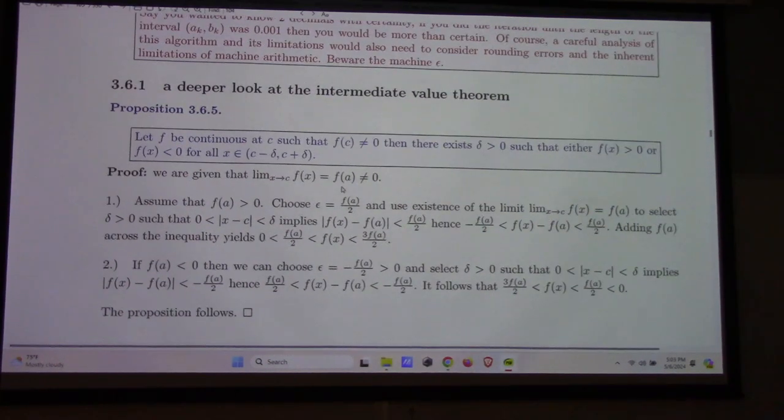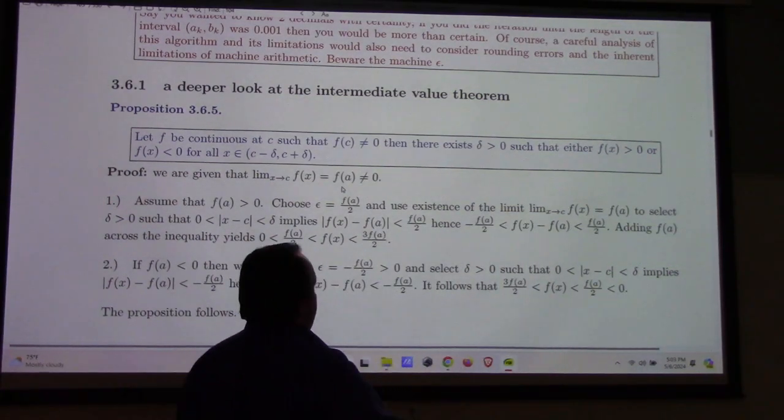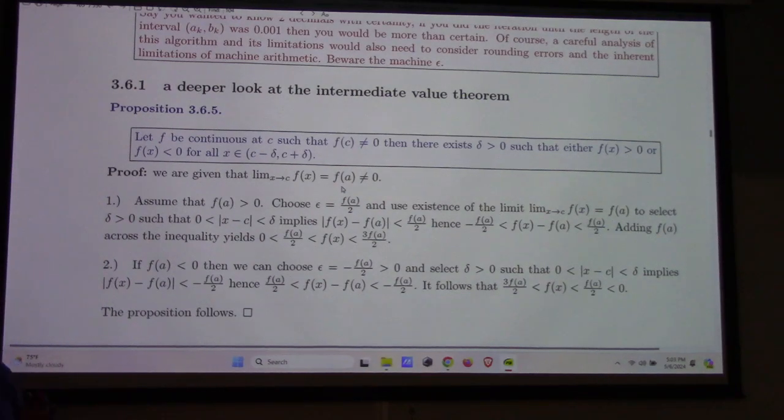This is really the main reason I had you come look at it today. I wanted to talk to you about these arguments. This is Proposition 3.6.5. Let f be continuous at c, and let f(c) be non-zero. We can prove that close to the place where it's non-zero, it has to stay non-zero. That is a property of continuous functions that I find myself using in later classes often, whenever analysis is involved.